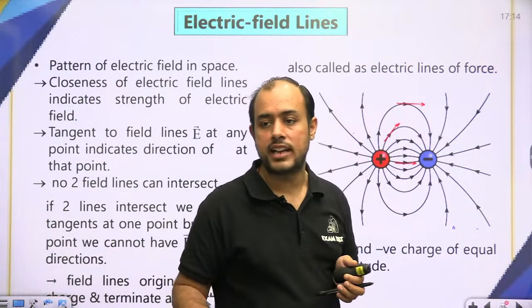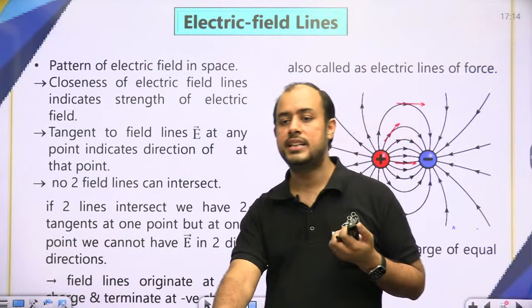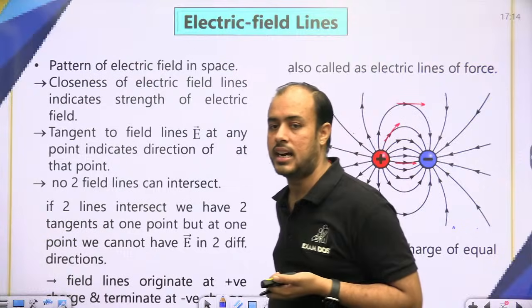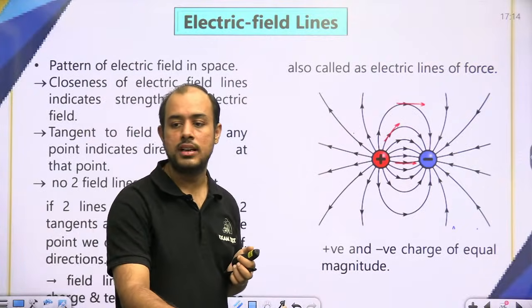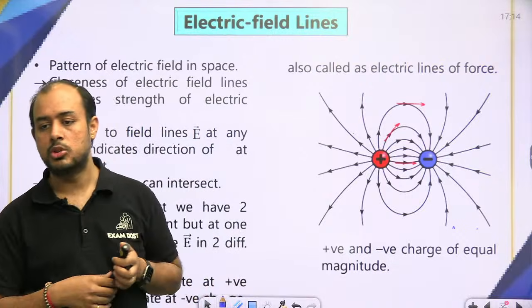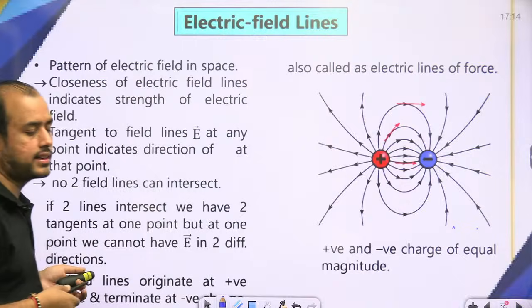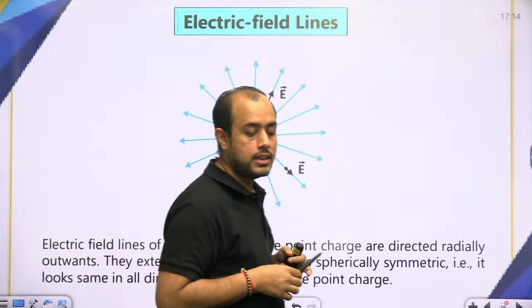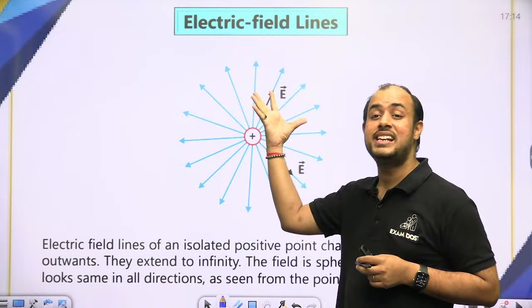एक पॉइंट पे इलेक्ट्रिक फील्ड दो अलग अलग डायरेक्शन में नहीं हो सकती, इसीलिए दो टेंजेंट का कोई सेंस नहीं बनता है. It doesn't make any sense. Are you getting my point? कोई सेंस ही नहीं बनता है बेटा कि हम दो टेंजेंट ड्रॉ करें, इसीलिए we say they cannot intersect. Okay, so when you see the field lines of a positive charge, they are radially outwards.